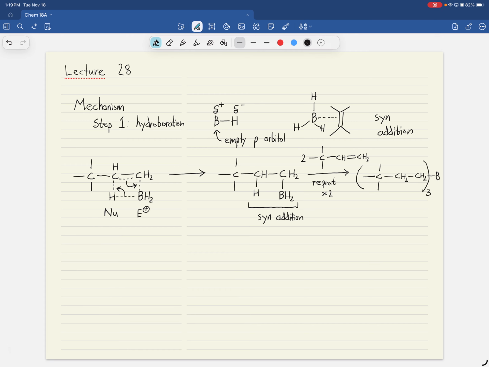All right, are there any questions on the steps? Yes, Elizabeth. The boron still has the 2 hydrogens on it? No, so now they've all been added to different alkenes. Okay. So now there's 3 alkyl groups. So we could think of this boron like this.